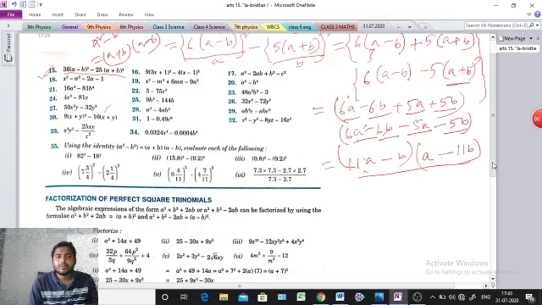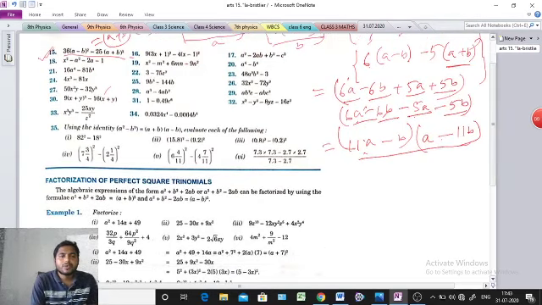Question number 16 is telling. Read the question first, everyone. 9 into 3x plus 1 whole square minus 4 into x minus 1 whole square. Question clear? This is the question. So I am writing the question first: 9 into 3x plus 1 whole square minus 4 into x minus 1 whole square. Question clear, everyone? So what to do here?